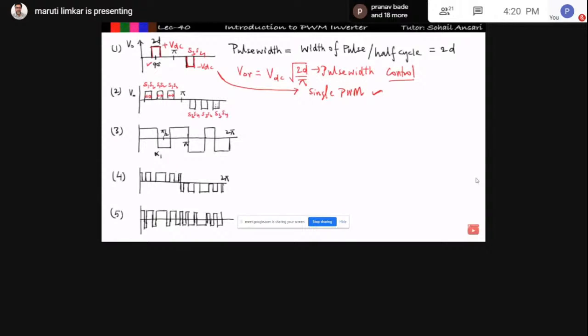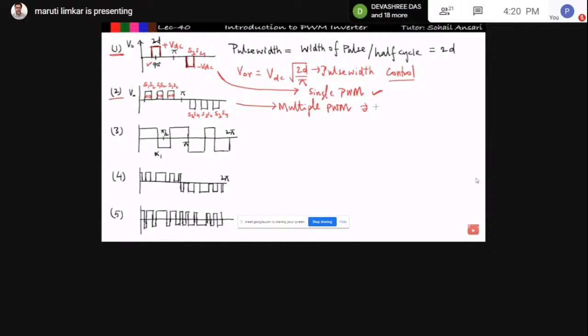So this kind of waveform we get generally in multiple PWM. This is known as the multiple PWM technique, or you can say multiple pulse width modulation. See here, we are getting multiple pulses per half cycle. In the first case, we are getting a single pulse per half cycle. That's why it is single pulse PWM. In the second case, we are getting multiple pulses per half cycle.